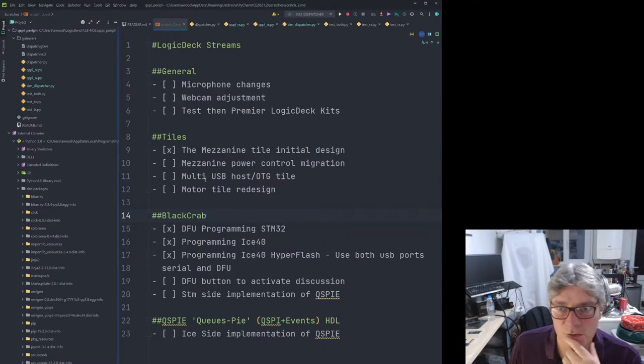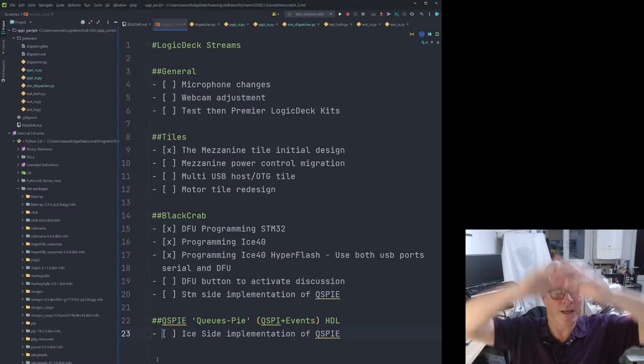So let's have a look at what's on our list here. I wanted to do some things before others. I know, Laurie, you've got to go early today. So let's cover this one here. This puppy. QSPIE is what I'm calling this. So what are we talking about here?